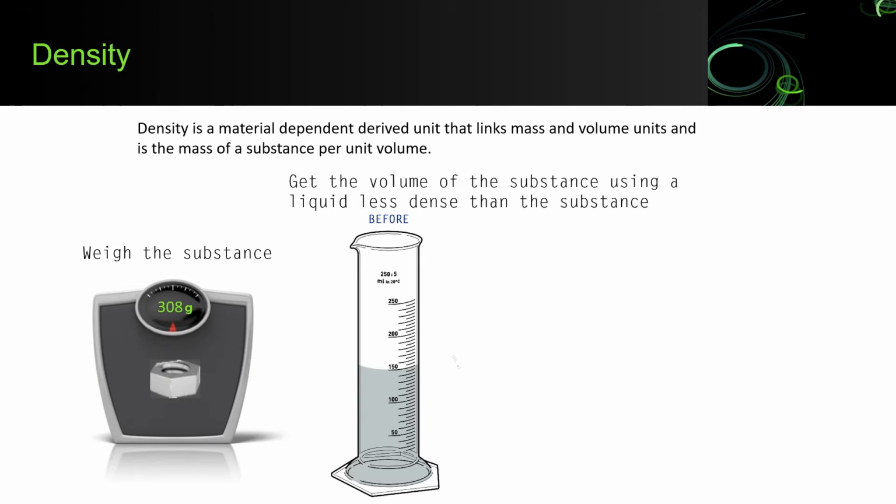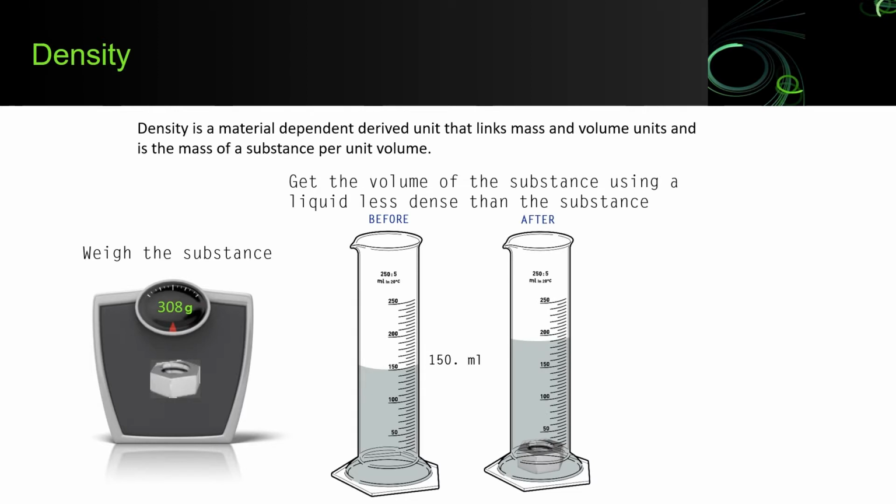Reading the bottom of the meniscus, it looks like we have 150 milliliters of liquid in the graduated cylinder before putting in the nut. We can only measure to the nearest milliliter with this graduated cylinder, so our measured value has only 3 sig figs. We then place the nut into the graduated cylinder and remeasure the liquid level. We will call this value 190 milliliters.